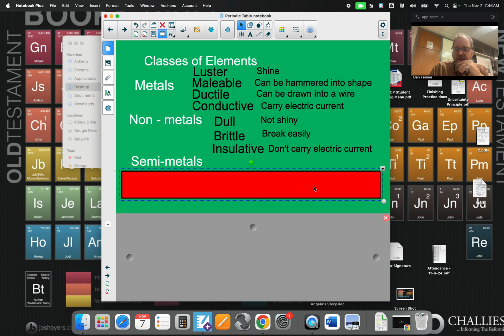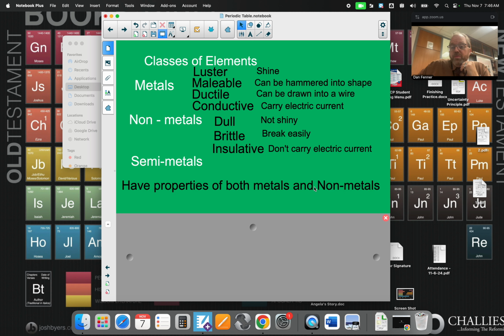Well, these are the ones with characteristics of both. They have properties of both metals and nonmetals. So aluminum. Aluminum is a semi-metal. Okay? It is shiny. It is malleable. It is ductile, but it doesn't carry electricity very well. And as a result, we consider that semi-metal.